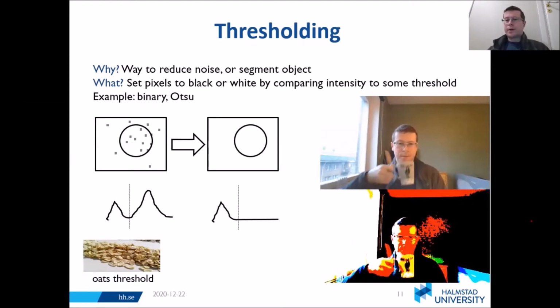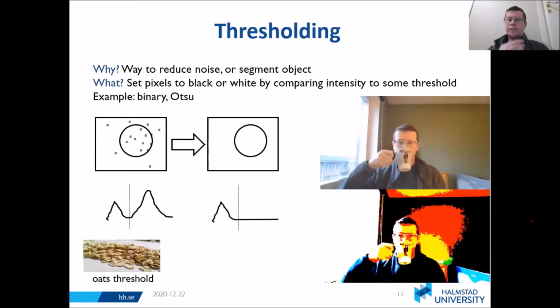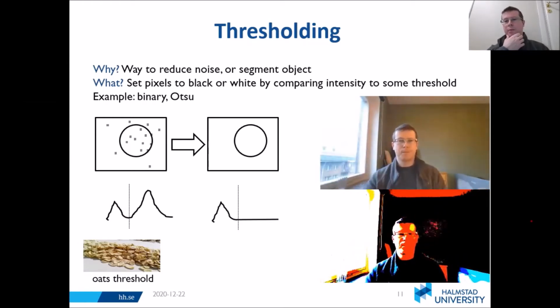On the right, here's an example again of thresholding. You can see there's some white areas on my face, and then the darker areas, there's more red or yellow that comes out.